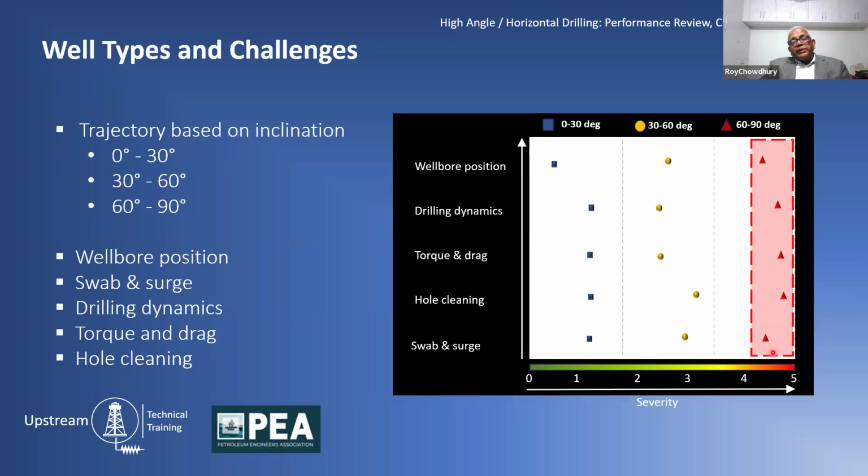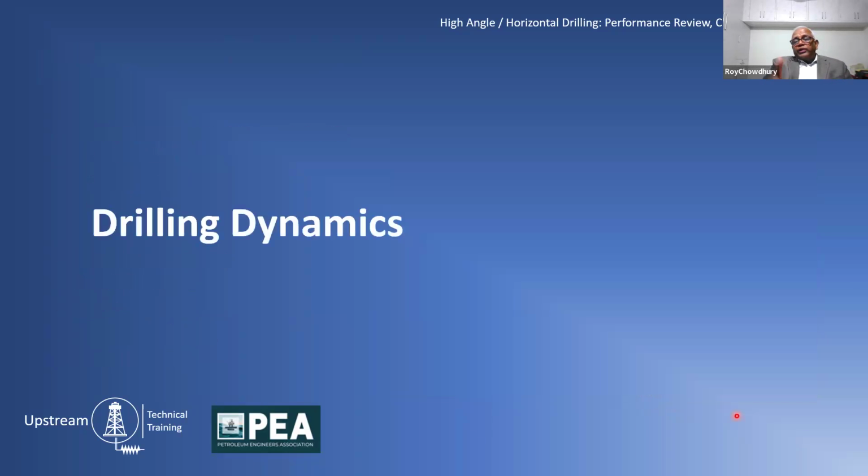Of course, the swab and surge too. Swab and surge is pretty much one of those issues that you can model and sort out, and you can change your trip speed. So based on these points, I will move on and start giving you some pointers on all these few topics that we have discussed.